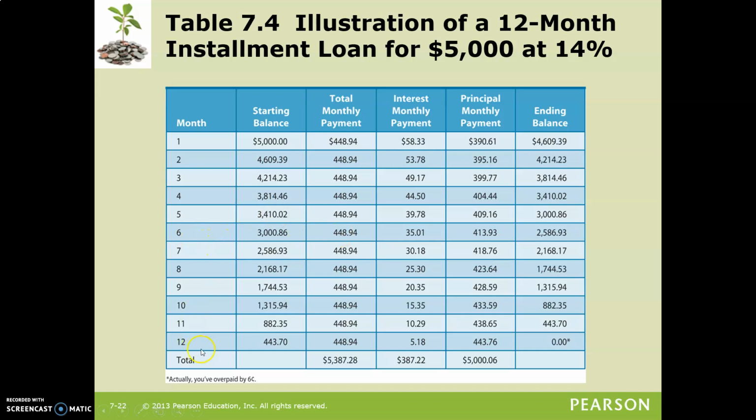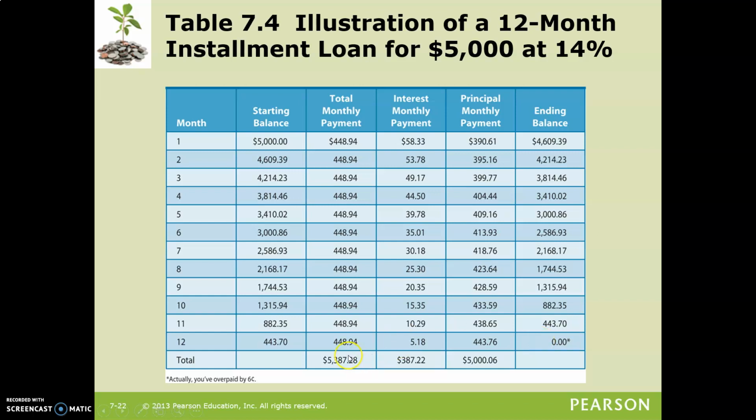So this is 12 months, 5,000 at 14%. The starting balance is 5,000, and the total monthly payment is 449.94. The interest on the monthly payment is 58.33. The principal goes 390.61. Then you get the ending balance: principal, this one minus this one, you get 4609.39. It goes on until the 12 months.